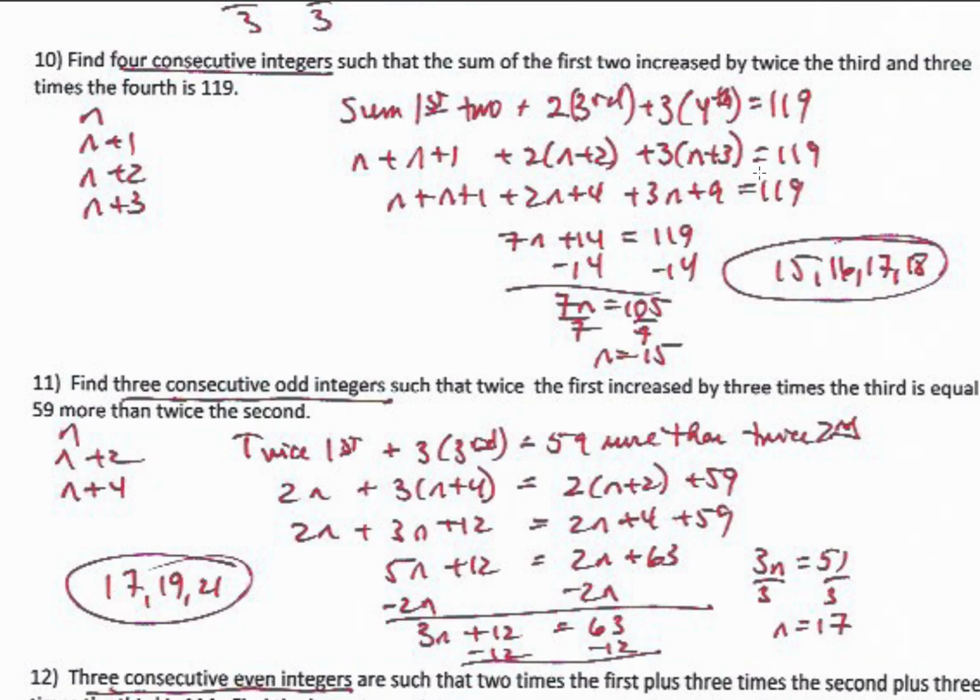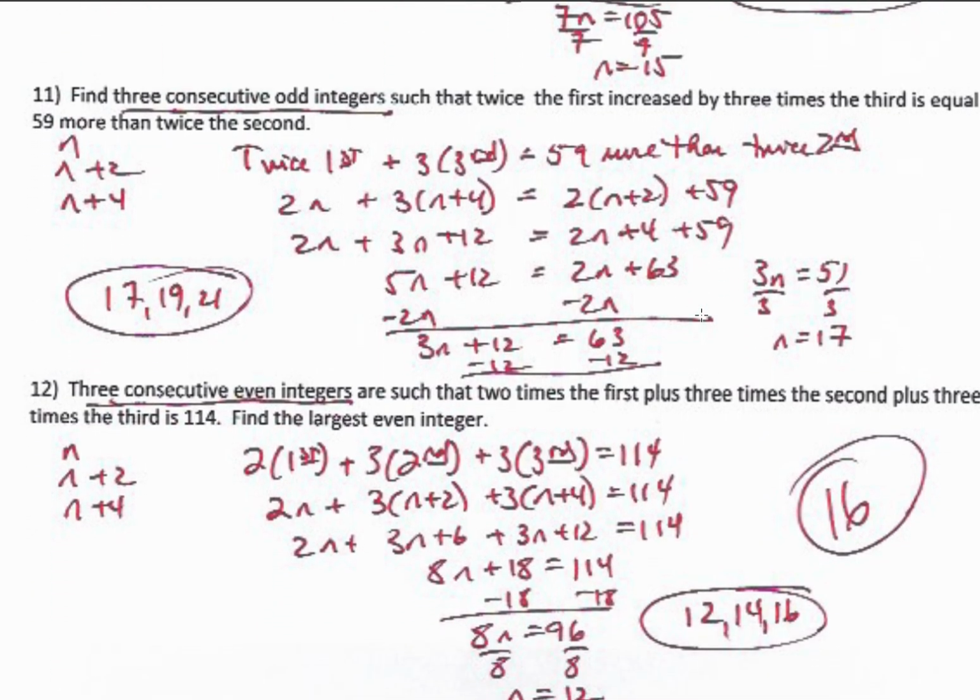Now let's just do the math. Okay, distribute. N plus 1 plus 2n plus 4 plus 3n plus 9. Same side, same operation. Altogether, that's 7 n's. 1 and 4 and 9 make 14. Subtracting 14, I get 7n is 105. Dividing by 7, I get n is 15, but that does not answer the question. It wants the 4 consecutive integers, so that's 15, 16, 17, and 18.